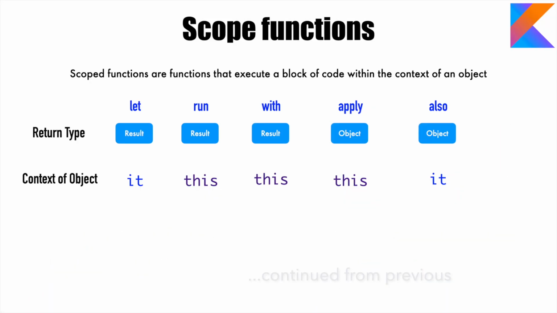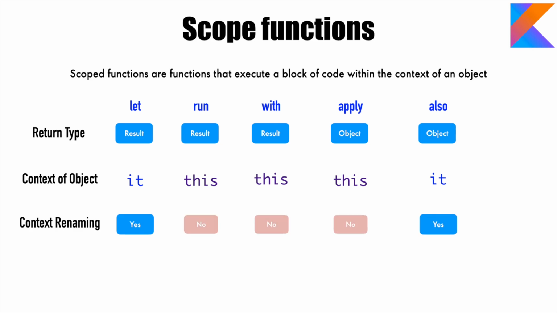So having understood this, the next part is context renaming. Context renaming is nothing but, can I rename it with something else? So wherever it is being used, you can rename it. But however, wherever this is being used, you can't. So let's understand this through a demo.